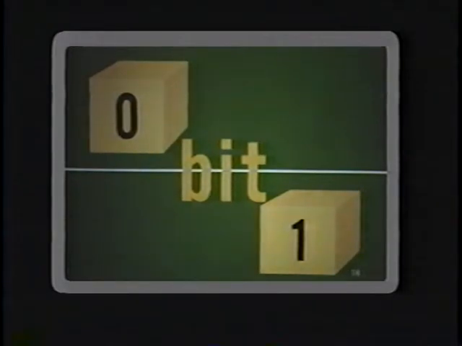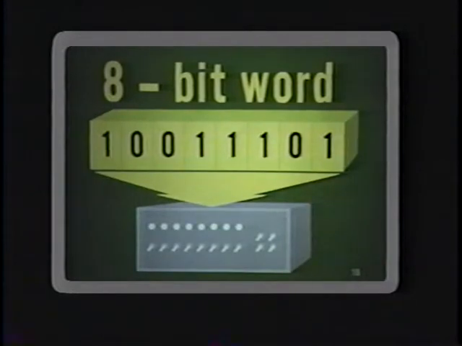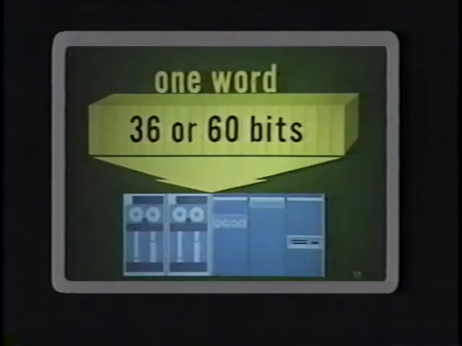Because a bit can have only a value of 0 or 1, it represents the most basic unit of information used in digital computers. Individual bits are awkward to work with. Therefore, they're usually combined into a larger unit of information called a word. The number of bits contained in one computer word depends on the design and the size of the digital computer. For example, in a minicomputer, a word may contain as few as 8 bits. On the other hand, in a large-scale computer, there may be 36 or even 60 bits per word.